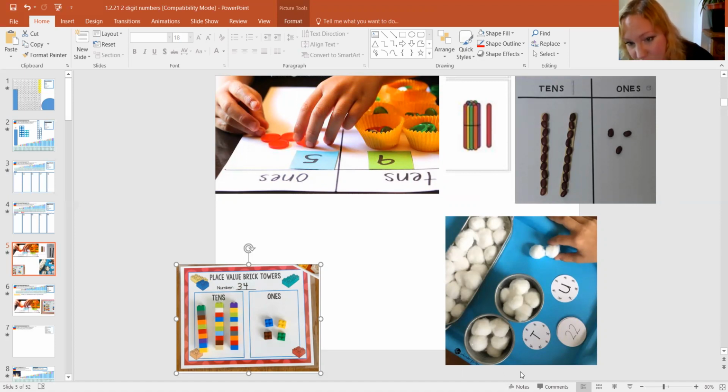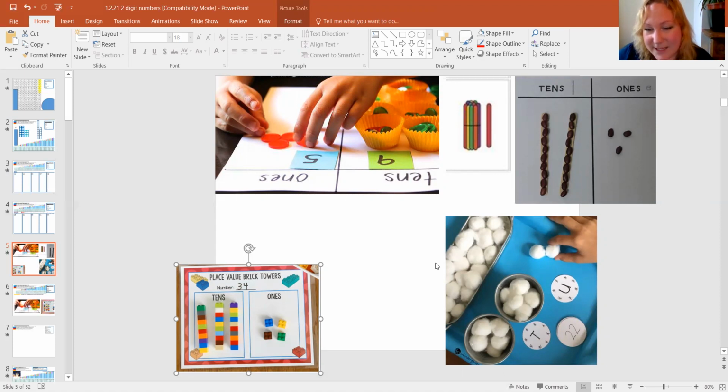Some of you might have cotton balls. Look, they've made them into pots of tens and then kept some ones. Some of you might have coffee beans or some kind of beans. And look, they've stuck them. So there's 1, 2, 3, 4, 5, 6, 7, 8, 9 tens and ones. So they're showing their numbers using all different things in their houses.